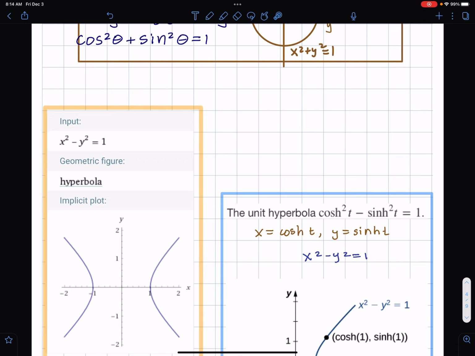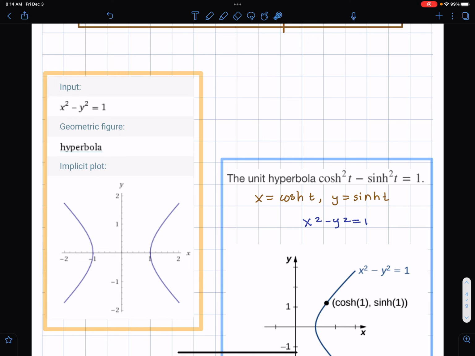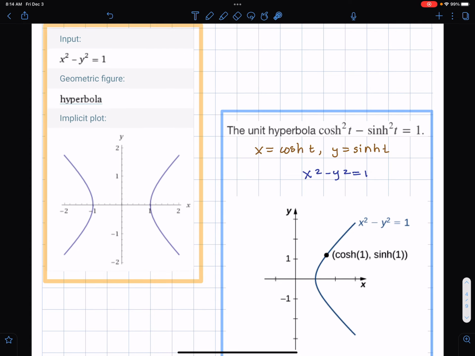Now, x squared minus y squared equals 1, if we put that into Wolfram Alpha, we get this graph here. Well, without inputting into Wolfram Alpha, it's still true. This is what a hyperbola looks like. Now, this hyperbola, in this equation x squared minus y squared equals 1, allows x to be negative.